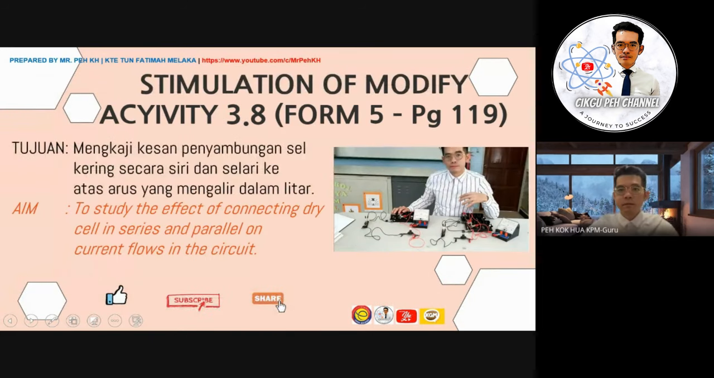Okay, so now let me show you how we conduct the experiment based on the procedure provided, where we want to study the effect of connecting dry cells in series and parallel on the current flow in the circuits.